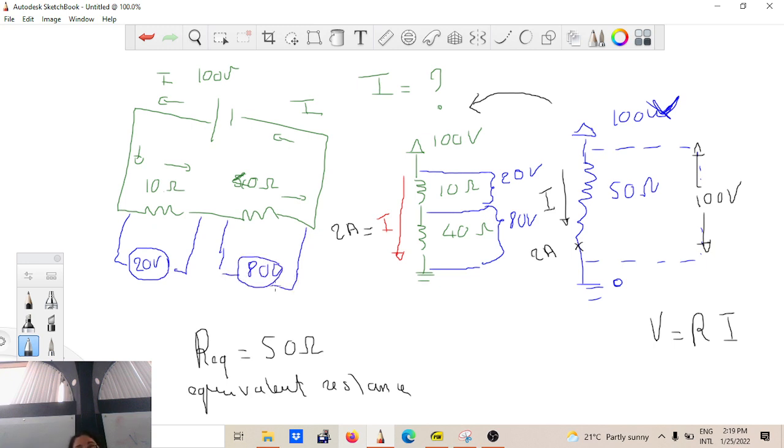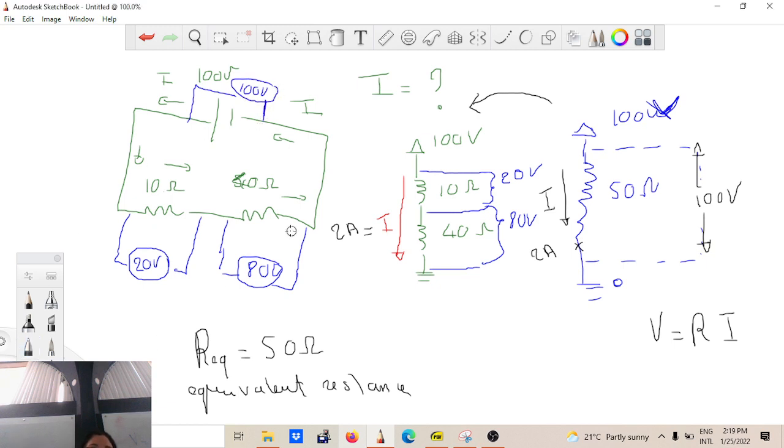And as I have said before, the one with the most resistance is taking the most voltage, okay? It's stealing all the energy. Because remember, voltage is the energy per coulomb. Even though the current will be the same everywhere, this one is taking more energy. And of course, if I take a voltmeter here, I'm gonna measure 100.